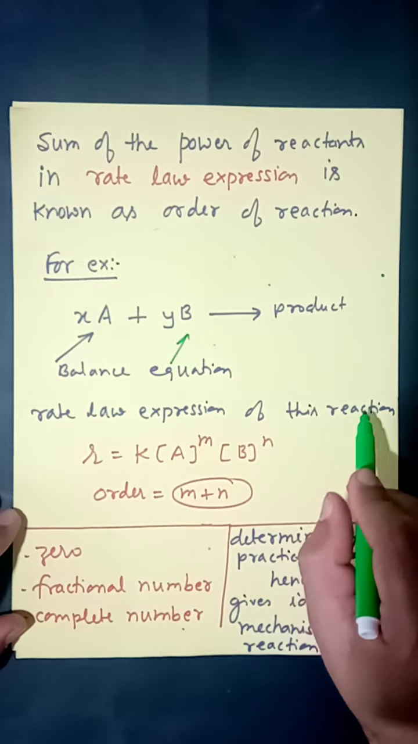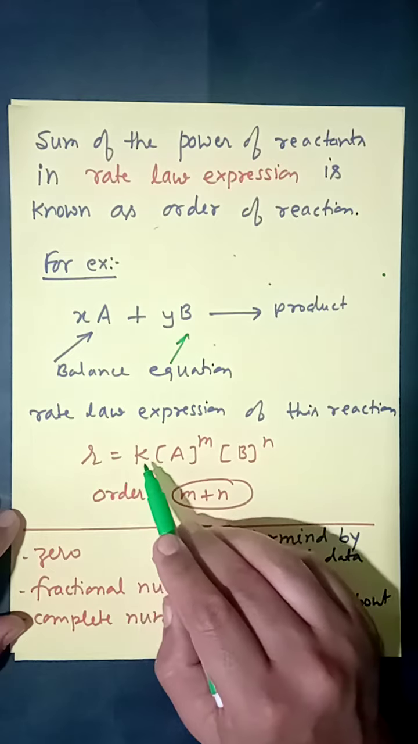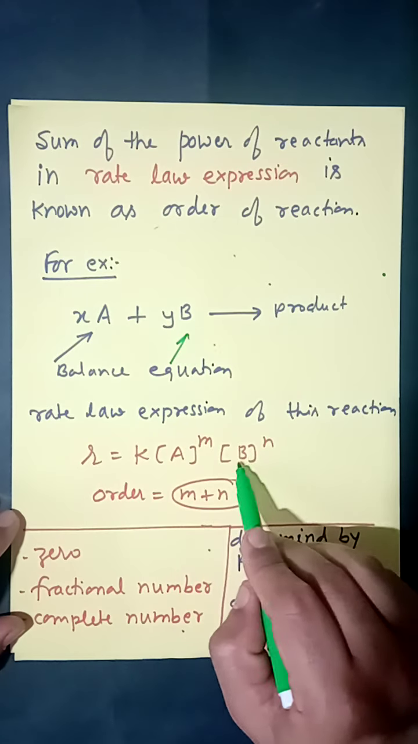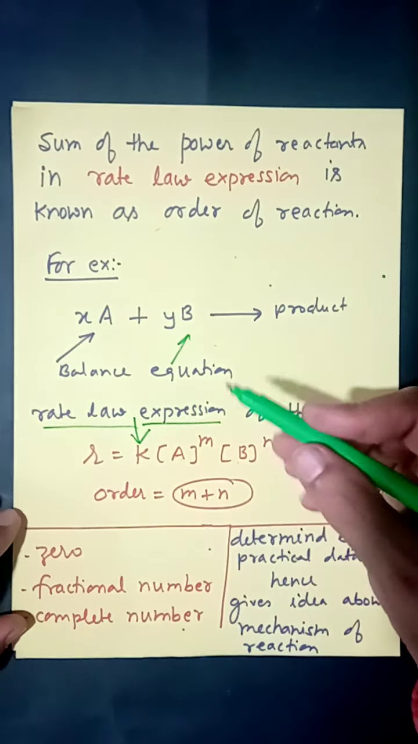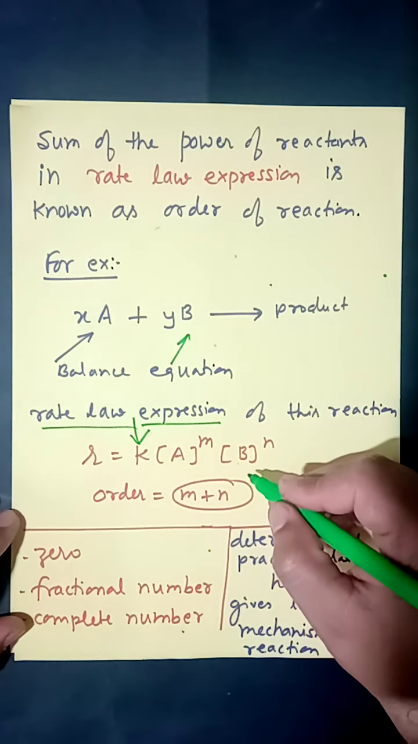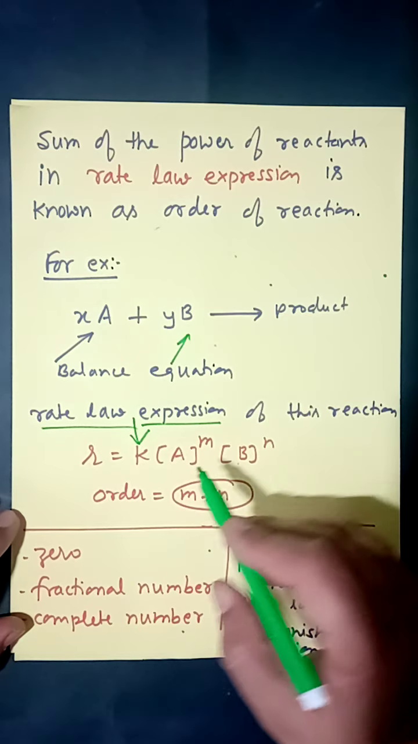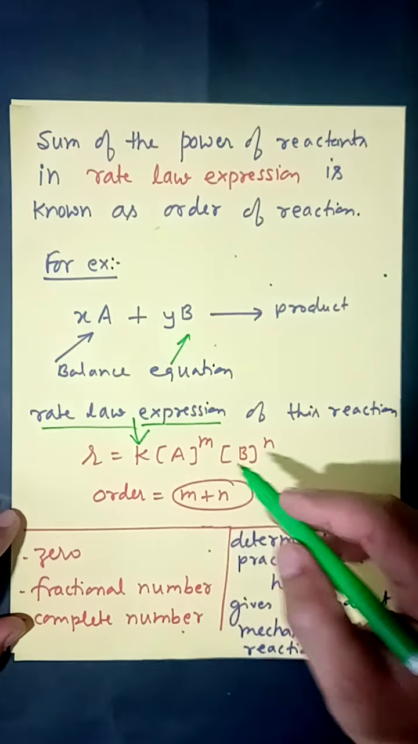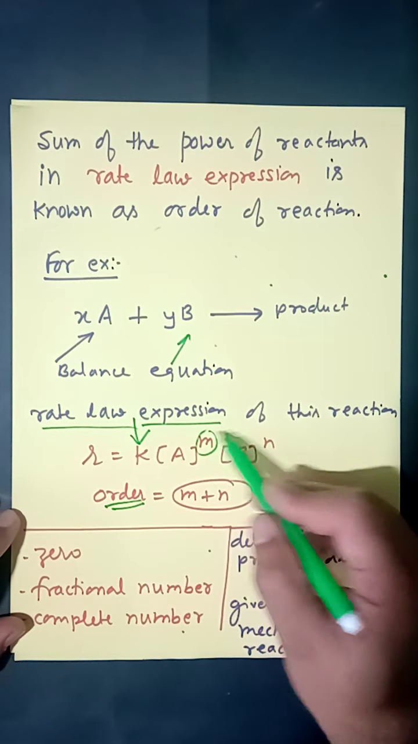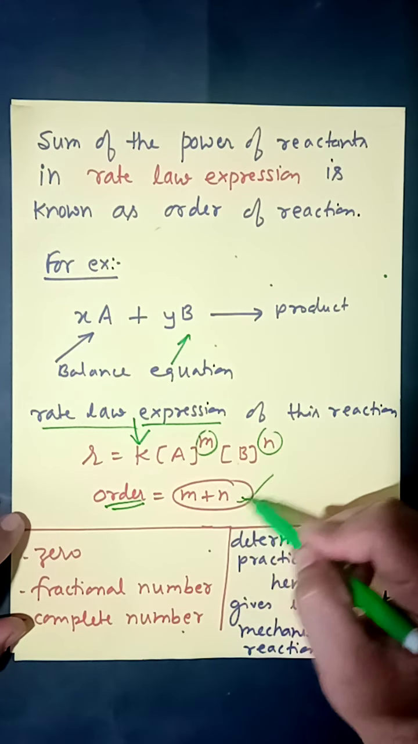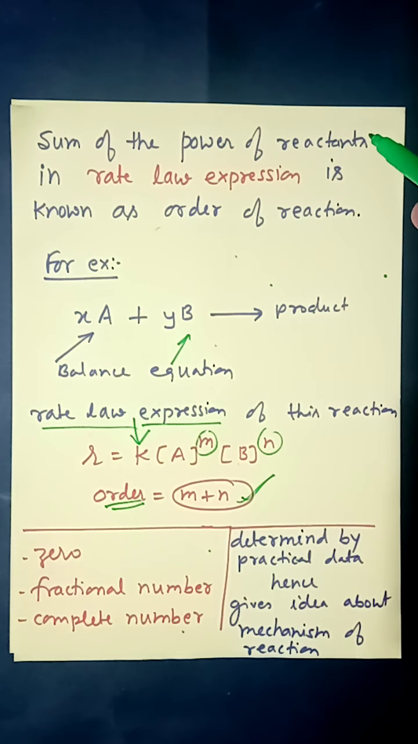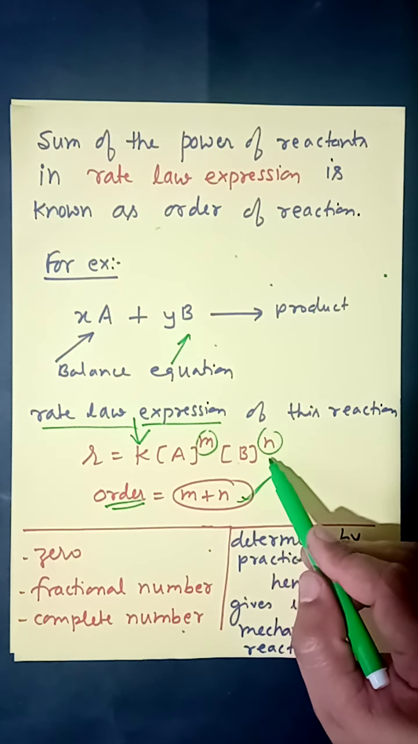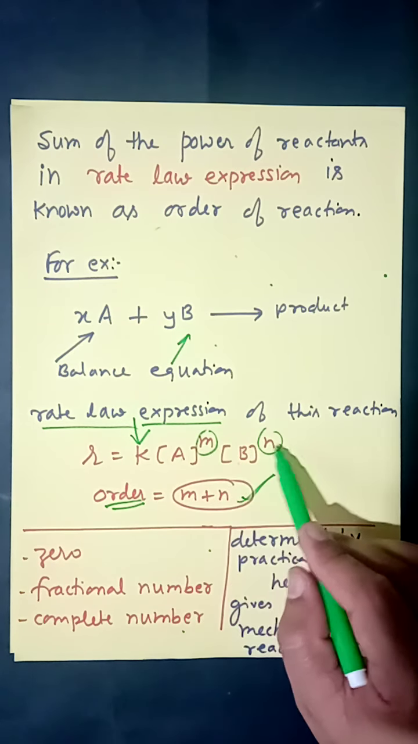The rate law expression for this reaction is given as R equal to K, A power M and B power N. I repeat, this is rate law expression, which is given either on the basis of mechanism or on the basis of practical data. This is rate law expression for this reaction, and now order of reaction is M plus N. So what is order of reaction? It is the sum of power of reactant in rate law expression. For this particular given equation, order of reaction is M plus N.